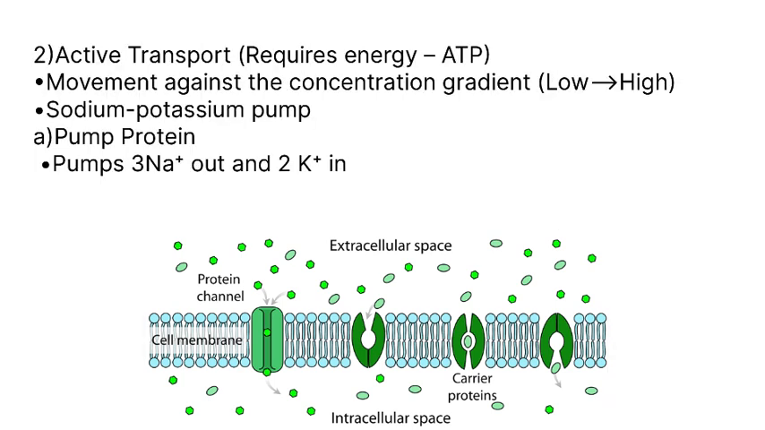Unlike passive transport, active transportation is quite different. Active transportation requires energy in the form of ATP to move molecules against the concentration gradient, from low concentration to high concentration. For example, we have the sodium potassium pump. Its special ability is to maintain the ionic balance by absorbing the nutrients even when the concentration gradient is low.